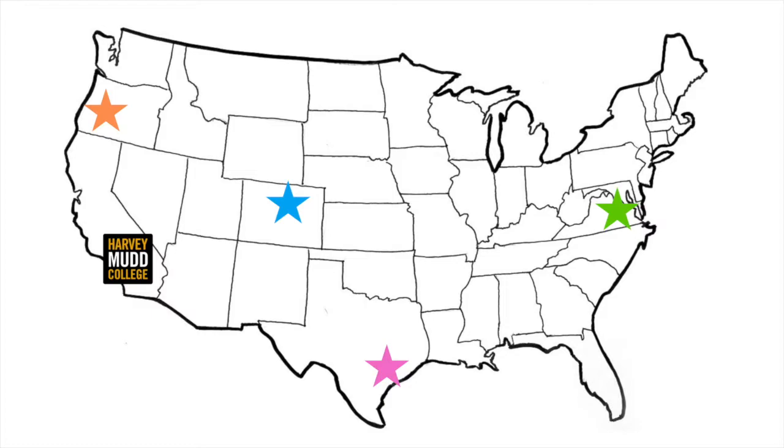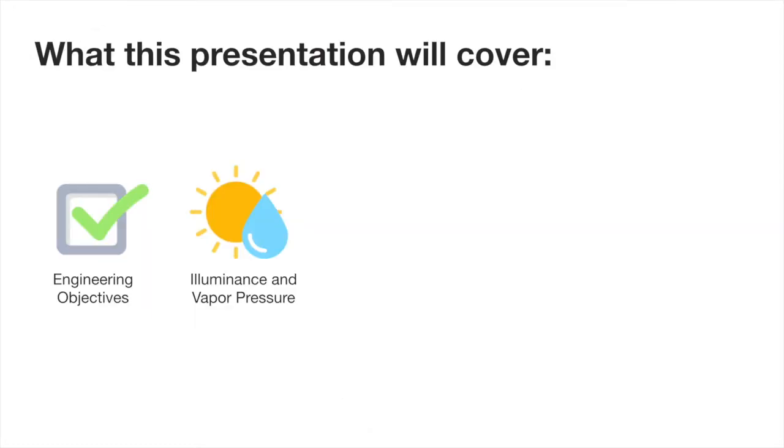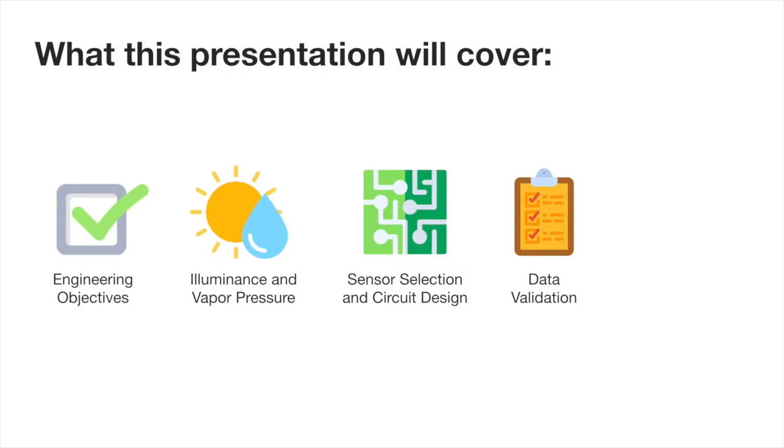This presentation will detail our analysis of data collected across the U.S. First, we will discuss the engineering objectives of this project, as well as provide some background on the first principles that governed our hypothesis. Next, we will move into sensor selection, circuit design, and discuss how we validated our data. Lastly, we will discuss the relationship of environmental parameters studied in this data collection.